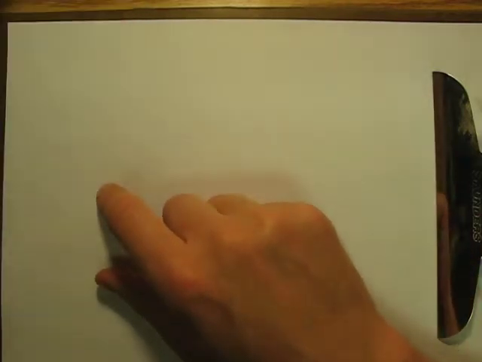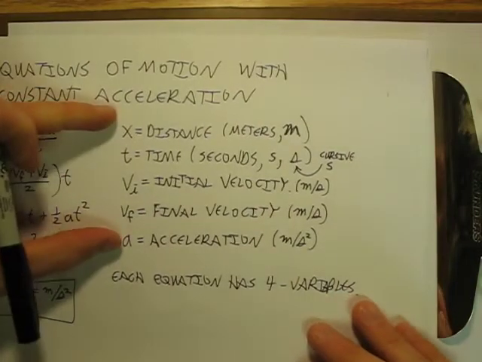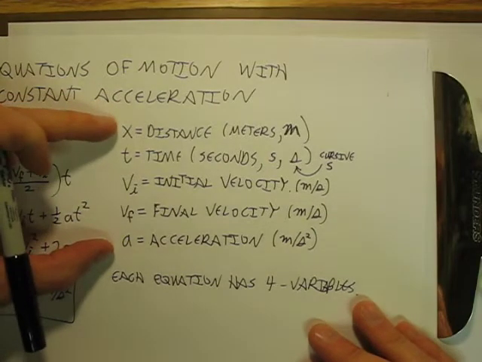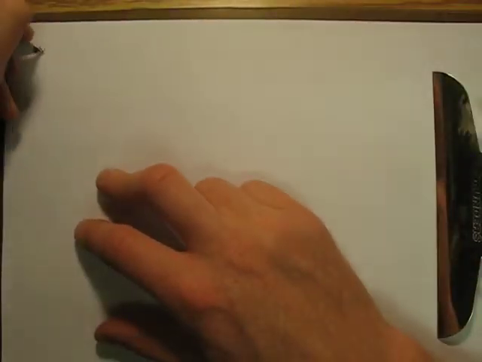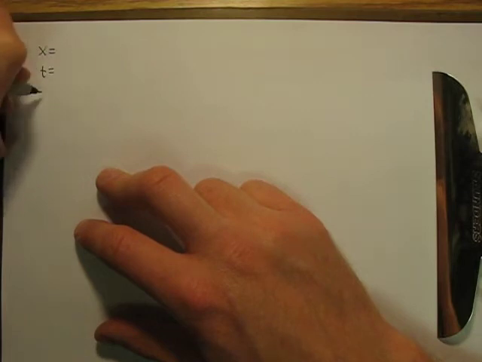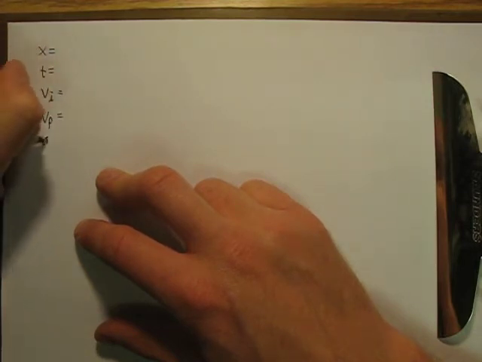What we're going to do is, I just went out and drove my car around a little bit on a dirt road next to the school. We're going to start off with this chart. You want to start off by putting this chart in place: x, t, vi, vf, a.